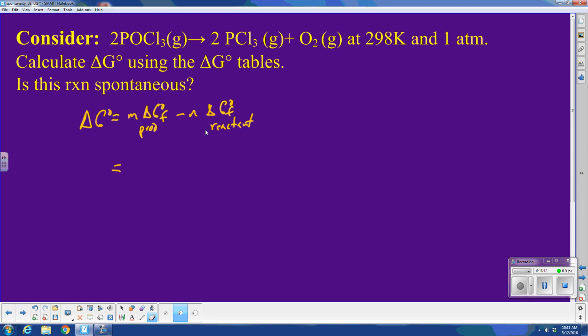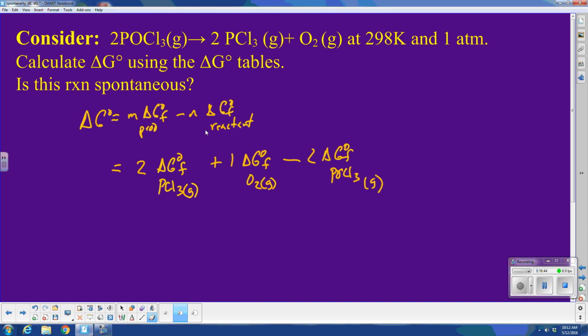I have PCl3 and O2, so I'm going to take 2 times delta G prime F for PCl3 gas. Now make sure you get those states because they are important. Plus 1 times delta G prime F for oxygen gas minus, now my reactants, 2 times delta G prime F for POCl3 gas. Good. Now we go to our tables and we can plug and chug.